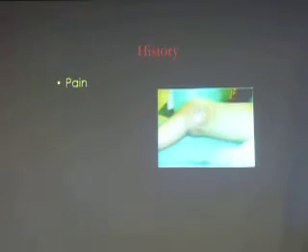Okay, so in the history part, typically the patient is going to present with two main common symptoms. One is pain and swelling in that particular affected extremity, and that's going to be of variable duration.